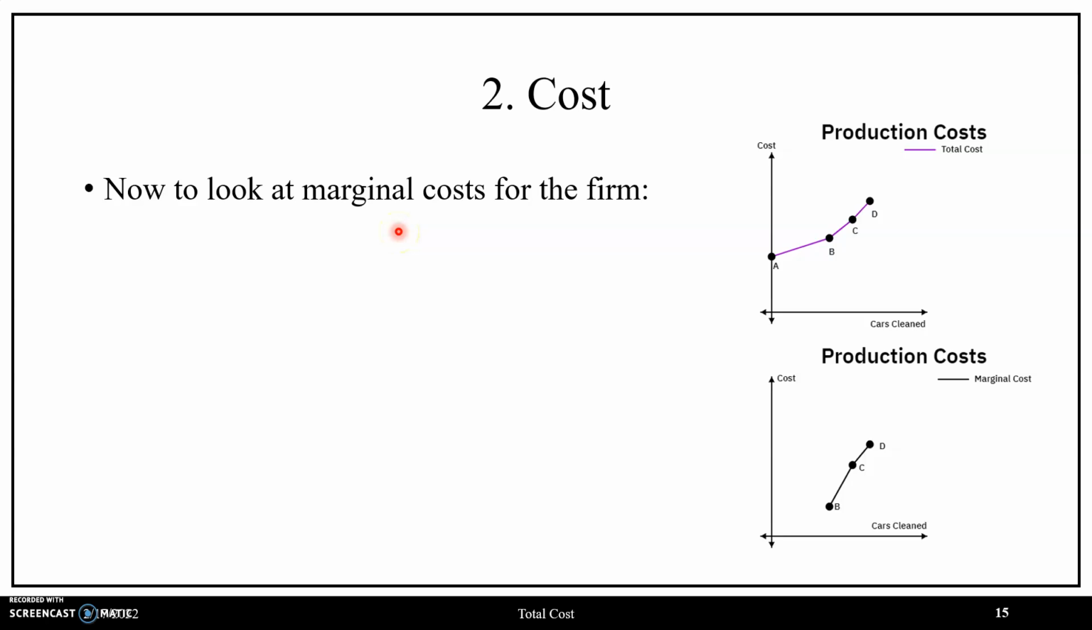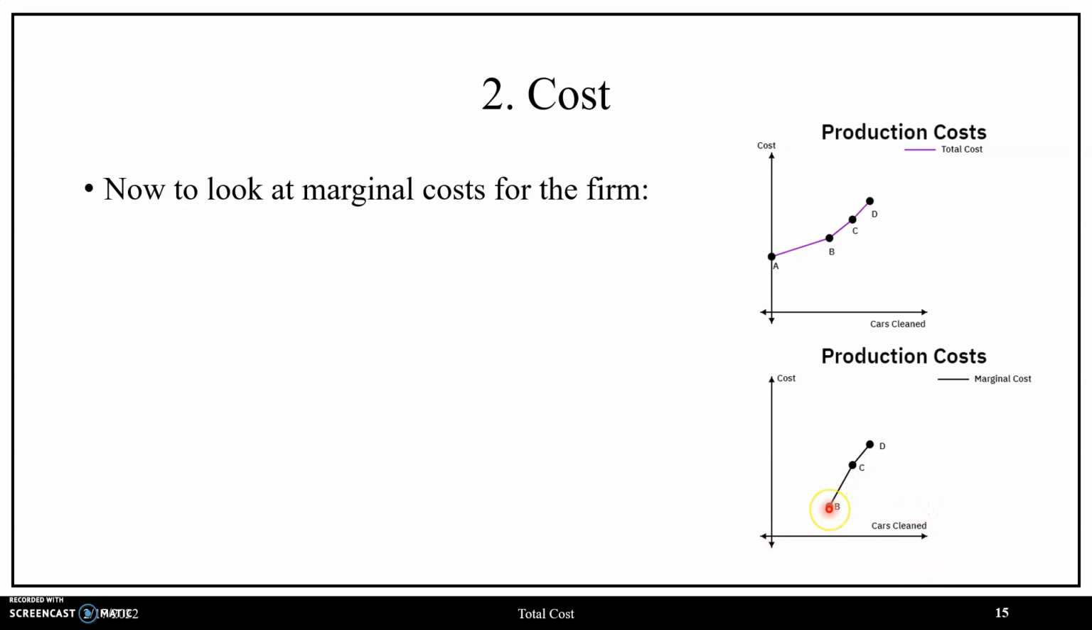So then now that we've examined fixed, variable, and total costs, let us conclude by examining marginal costs for the firm, where once again this is going to be the slope of costs for the firm. So we're going to be looking at how cost is changing versus how output is changing. And in terms of graphs, we're going to have total costs on the upper right, and we're going to have marginal cost on the bottom right. In both cases, cost is going to be on the vertical and cars cleaned is on the horizontal.